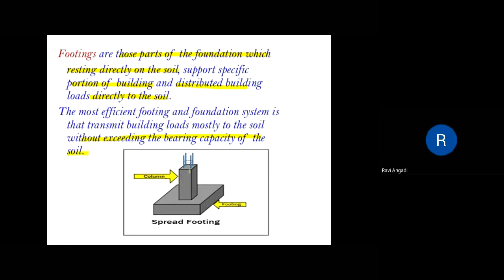Whatever load comes on the structure should be safely transferred through the column, then through the footing, to the soil. While transferring, the soil should not fail. Whatever load is transferred should not exceed the bearing capacity of the soil. So we need to calculate the bearing capacity for different kinds of soil, and we need to recommend different footings for different kinds of soil.